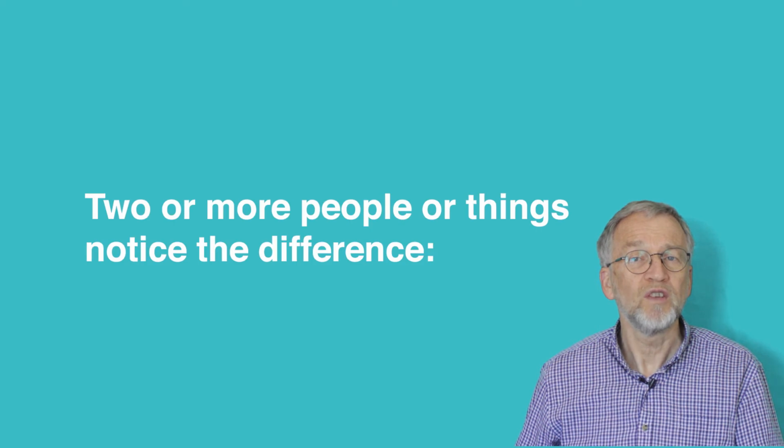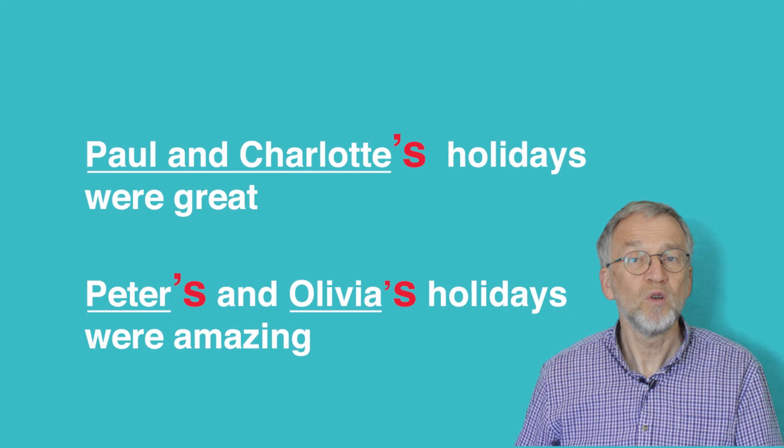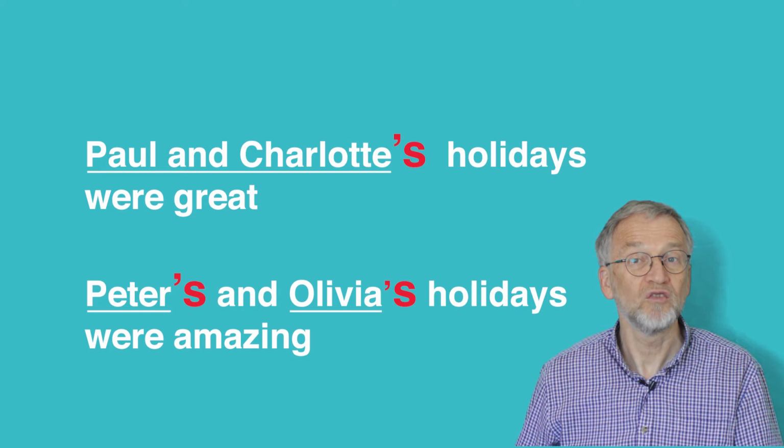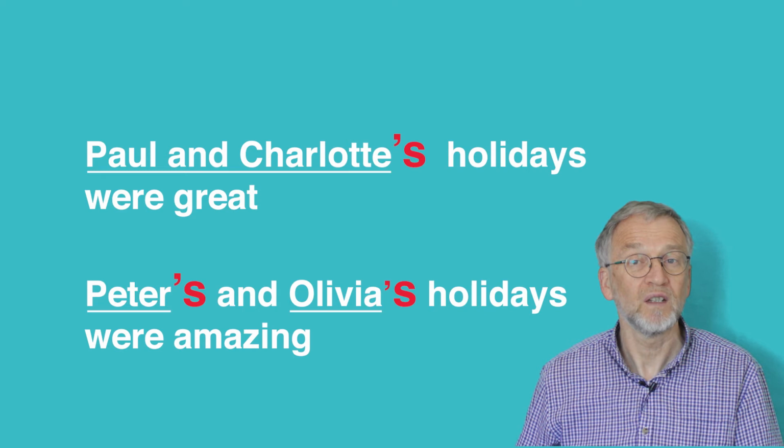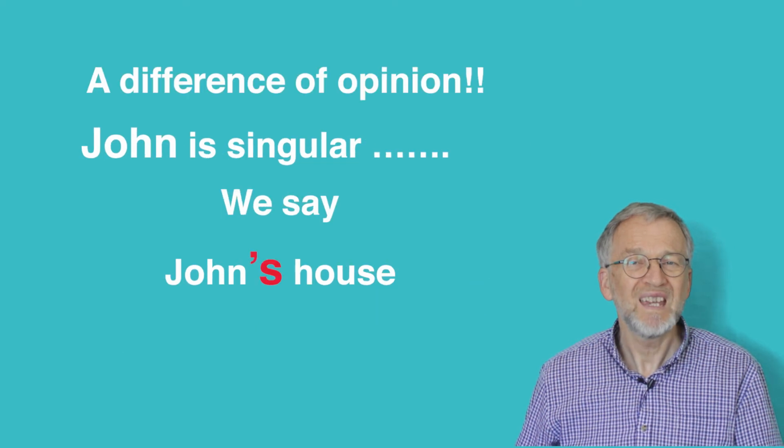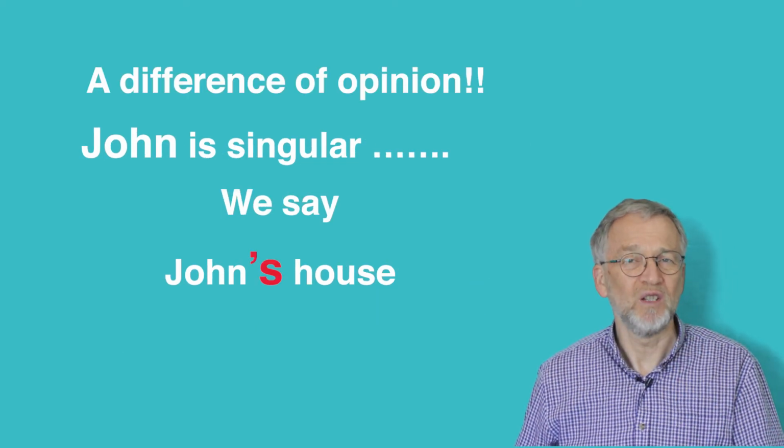With two people or things, notice the difference. So Paul and Charlotte's holidays were great, and Peter's and Olivia's holidays were amazing. So the first one is Paul and Charlotte went on holiday together. So the holidays of Paul and Charlotte, whereas the other one is the holidays of Peter and the holidays of Olivia.